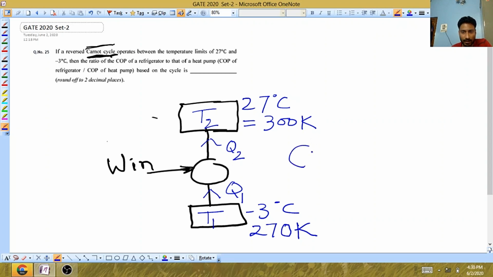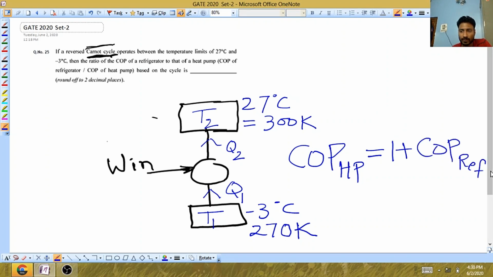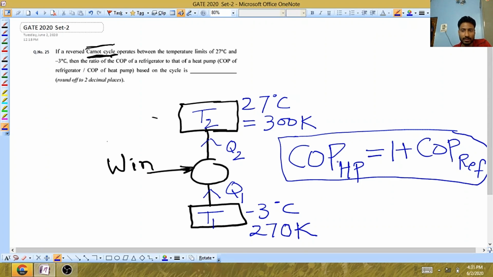Remember one thing, we will prove it later when we study thermodynamics, but as of now just keep in mind the COP of heat pump will be 1 plus the COP of refrigerator. This is always applicable for any type of cycle. It's not necessary that it should be only a reversible cycle. It is applicable everywhere, for an irreversible cycle also.